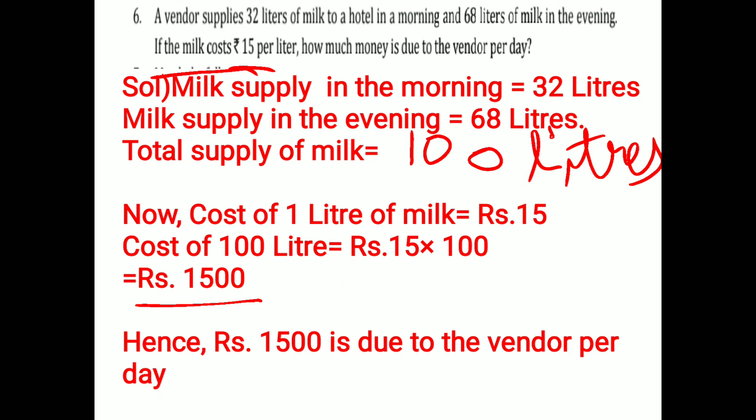The hence line we take from the question only. How much money is due to the vendor per day? Rupees 1500 is due to the vendor per day. Clear? Now we do question number 7.